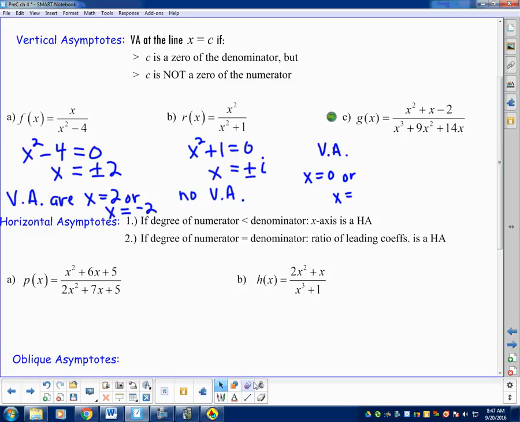The degree of the numerator on B is 2, and the degree of the denominator is also 2. So if you look at the coefficients here in front of the x squareds, what would this reduce to? 1. So it's 1x squared over 1x squared, so it'd just be 1. So we expect the horizontal asymptote here to be 1. Okay, so let's graph that guy.